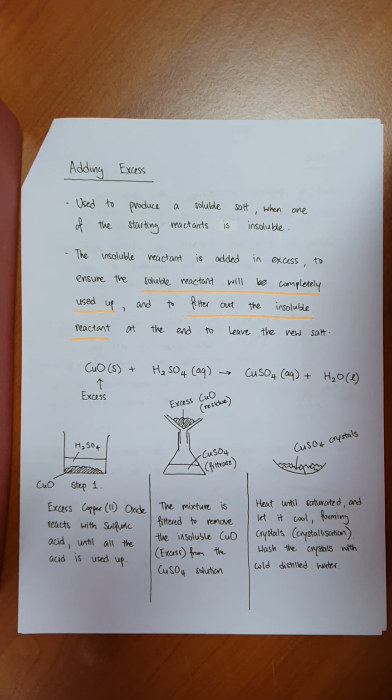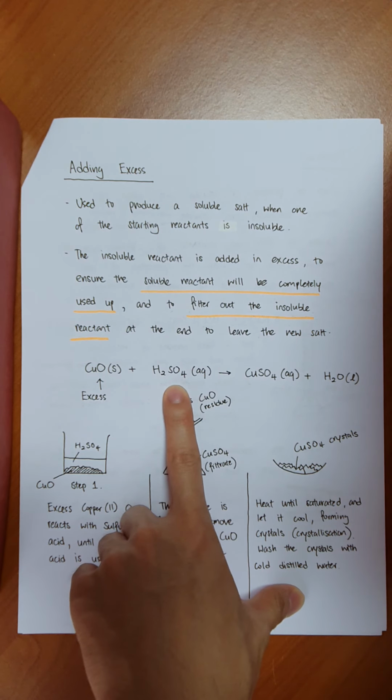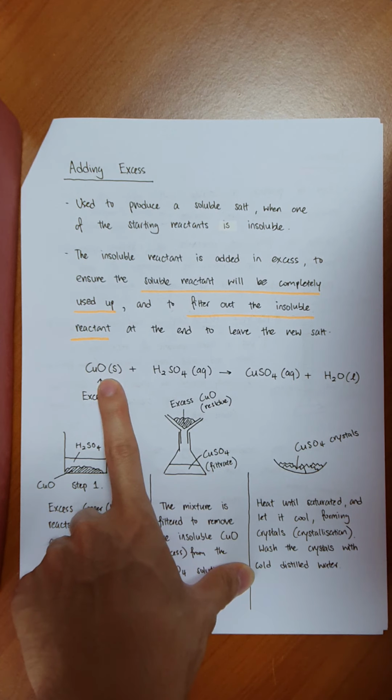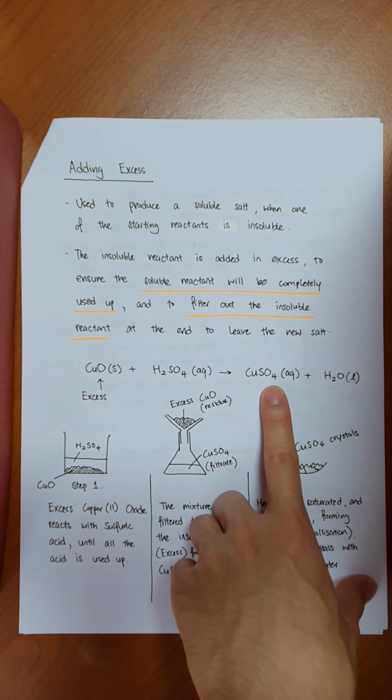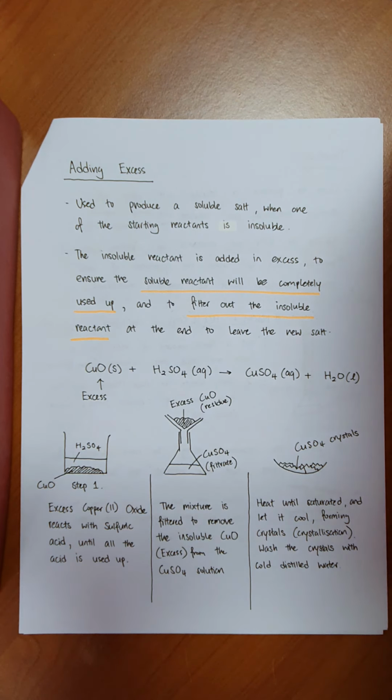Okay, soon you will notice that the adding excess and titration methods are actually very similar. That's why I have chosen to explain the adding excess method first. The logic behind it is really very simple. Basically, you add the insoluble reactant in excess to use up the other reactant, which is the limiting reactant. So this reactant is added in excess so that you can filter it and remove it, which gives you the remaining salt inside.